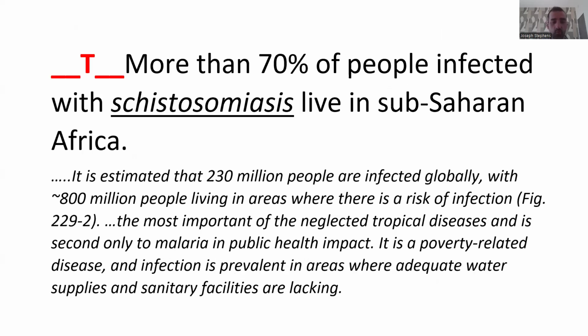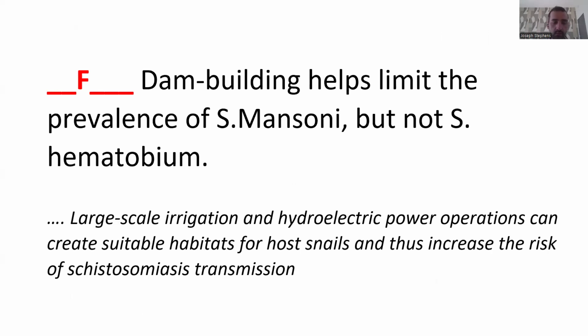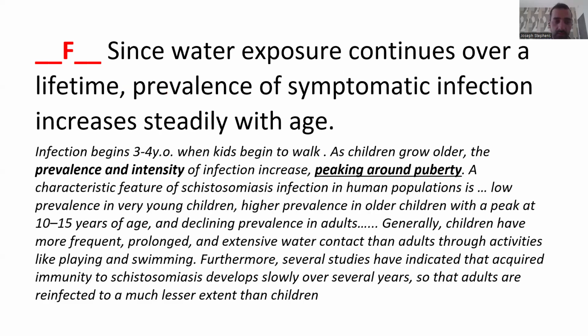Okay, true or false, more than 70% of people infected with schisto live in sub-Saharan Africa. That's true. This is the vast majority of the world's burden. True or false, dam building helps limit the prevalence of schistosoma mansoni, but not schistosoma hematobium. And that's actually false. Large-scale irrigation and hydroelectric power operations can create suitable habitats for host snails and thus increase the risk of schistosoma transmission. So dam building probably actually worsens the prevalence of schistosomiasis.